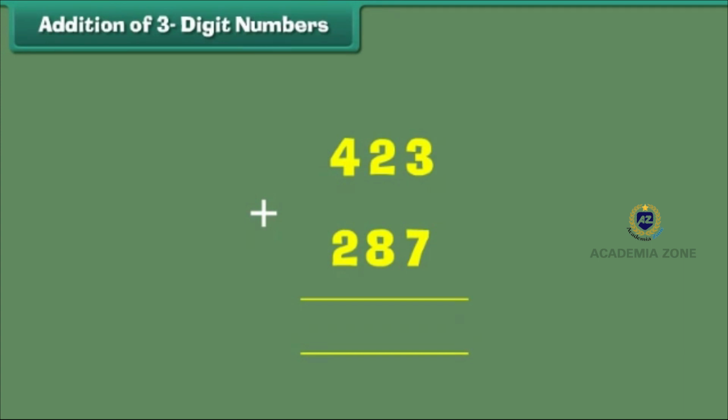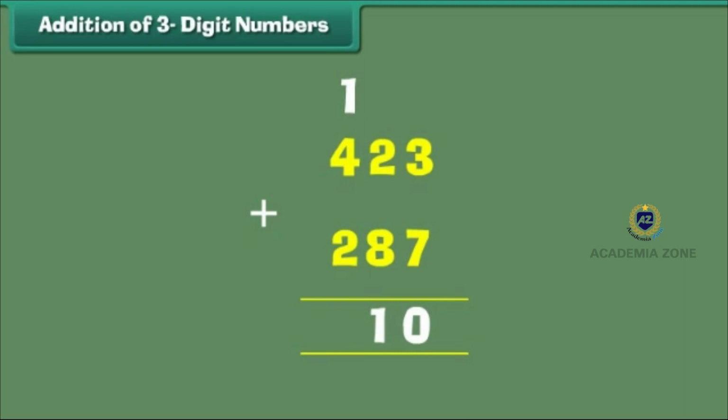What is 423 plus 287? The digits at the ones place are 3 and 7. 3 plus 7 is equal to 10. Write 0 at the ones place and carry over 1 to the tens place. The digits at the tens place are 1, 2 and 8. 1 plus 2 plus 8 is equal to 11. Write 1 at the tens place and carry over 1 to the hundreds place.